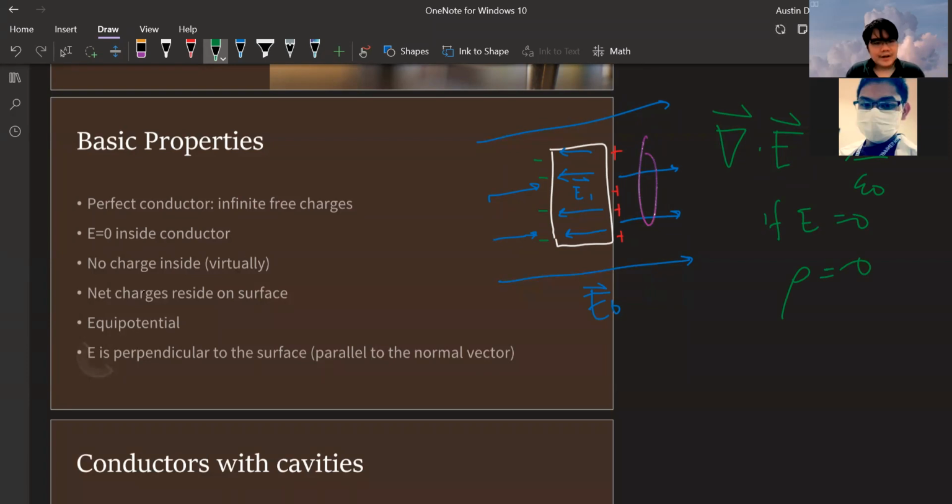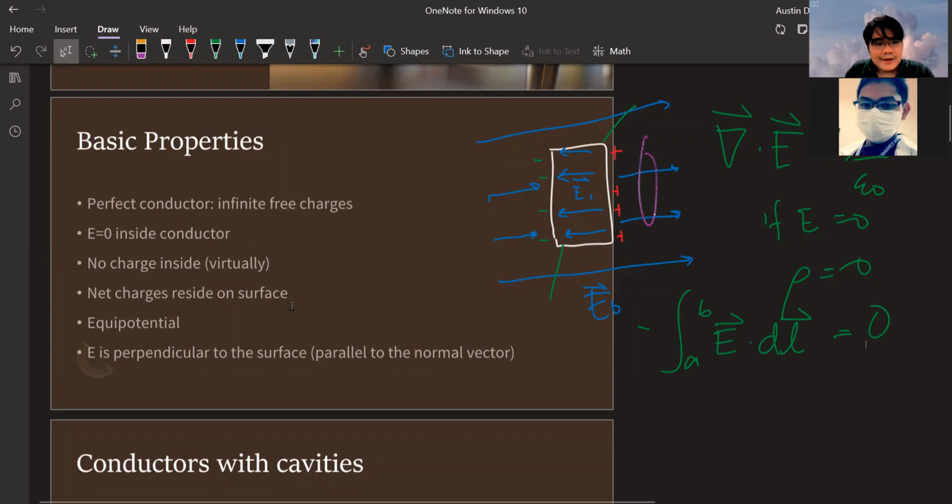Sa conductors mo, equipotential din siya. So kung mag-measure ka dito ng potential, same lang din ang ma-measure mo sa potential dito. Kasi yung electric field mo nga is 0, then from any point A to B, yung E dot dl mo, natandaan natin itong equation na ito, this would just be again 0. Ano implication nito? Magiging equipotential yung points A at B. Parehas lang yung potential sa dalawang points.